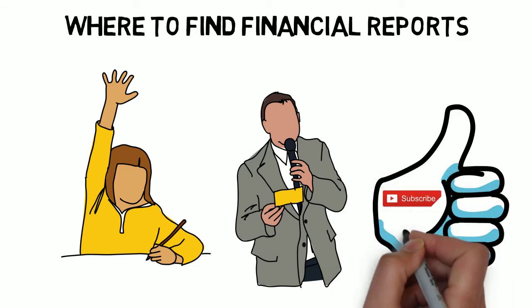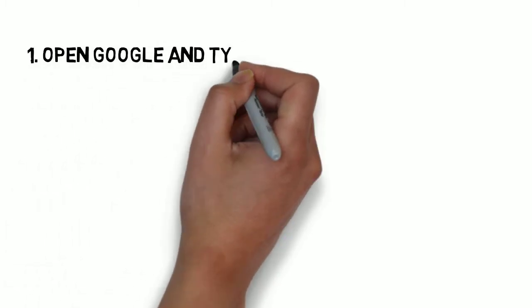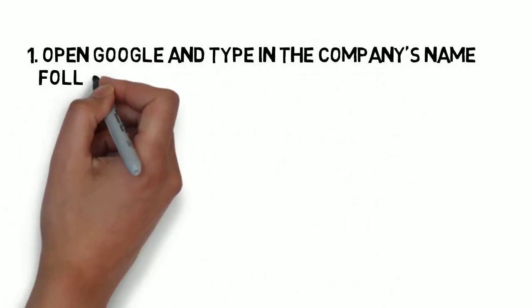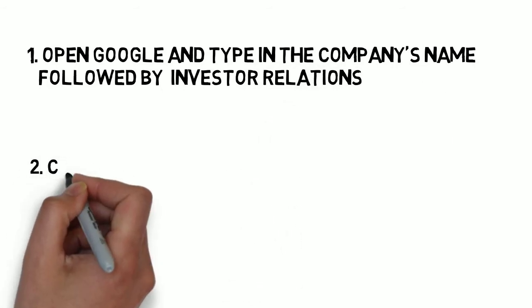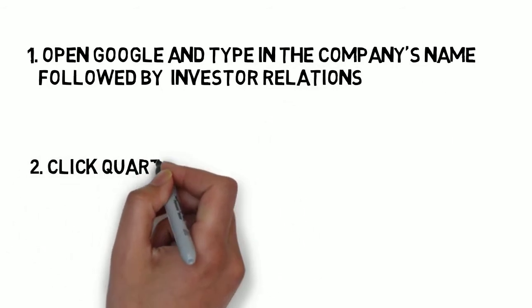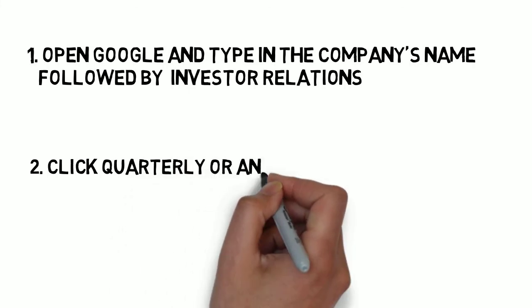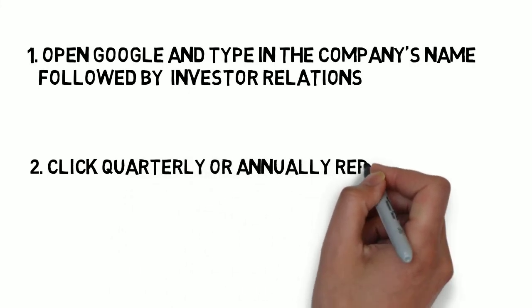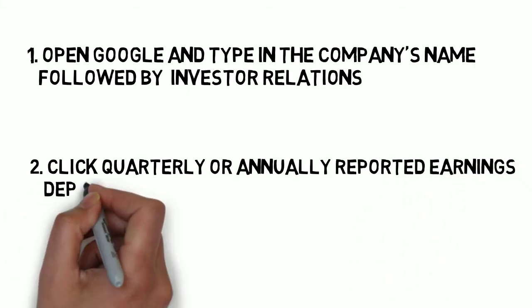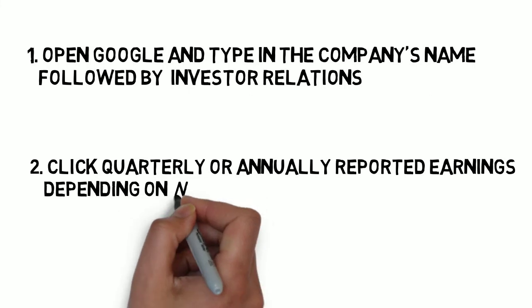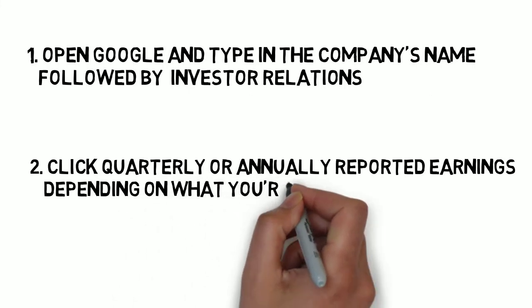Let's get right into it. So number one, you're going to want to open Google and type in the company's name, followed by investor relations. Let's say it's Apple. You're going to want to write Apple Investor Relations and go to their investor relations page. Next, you want to click on the quarterly or annual reported earnings, depending on what you're looking for. If they just reported quarterly earnings, then you want to click on quarterly. And if they reported annual earnings, you're going to want to click on annual.